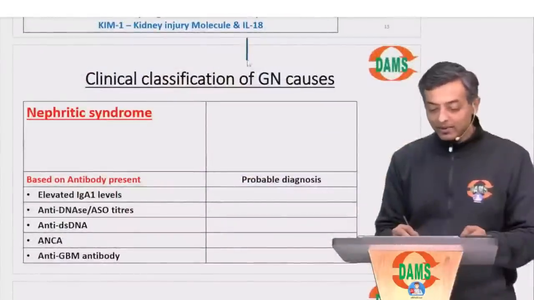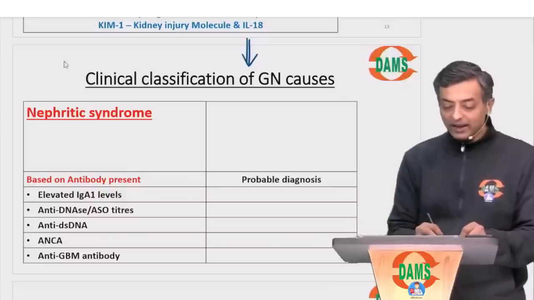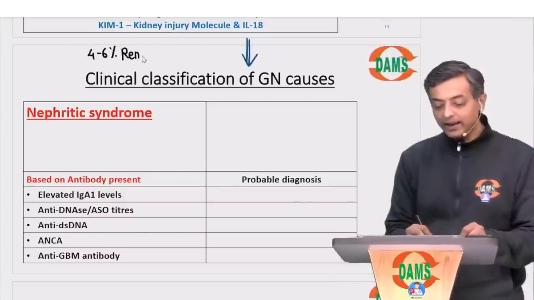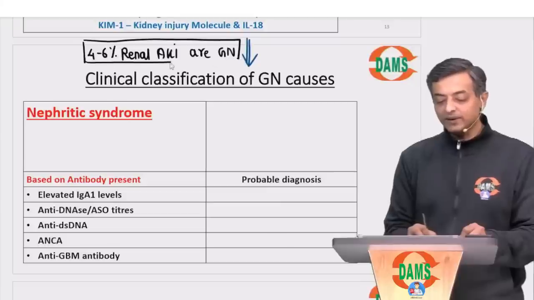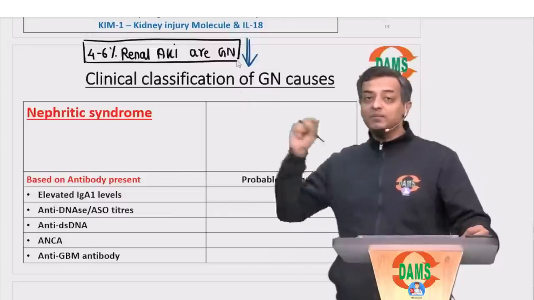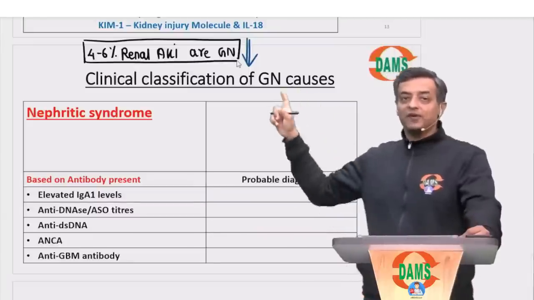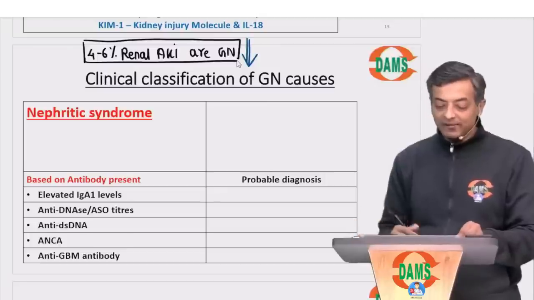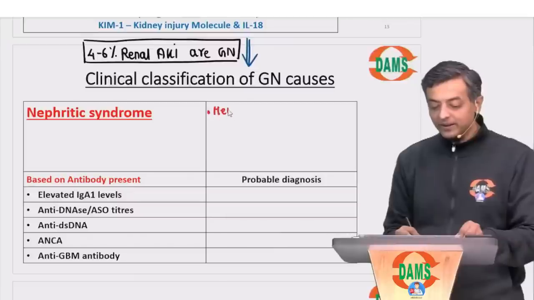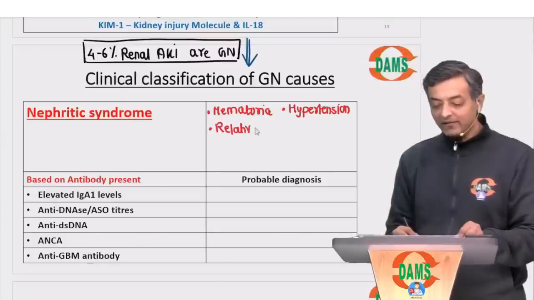But in the renal AKI, most important we want to know is glomerulonephritis. Though GN is not common, we all know, only 4 to 6% of renal AKI are glomerulonephritis, but still very important in MCQ. So when patient has renal AKI, when it is glomerulonephritis, first you will use clinical classification. Look at the features. When do you say patient is having nephritic syndrome? When glomerulonephritis patient comes with the symptoms hematuria, hypertension, with a relatively... yes, PDF will be available.